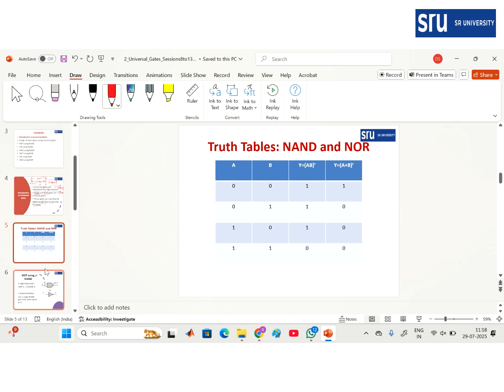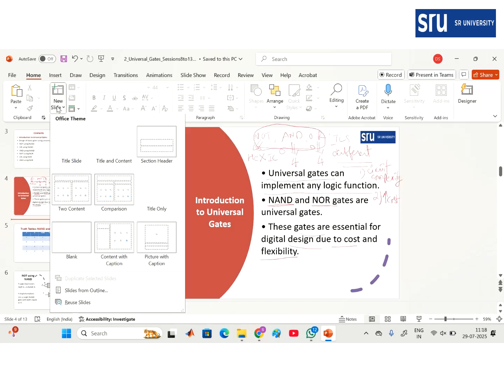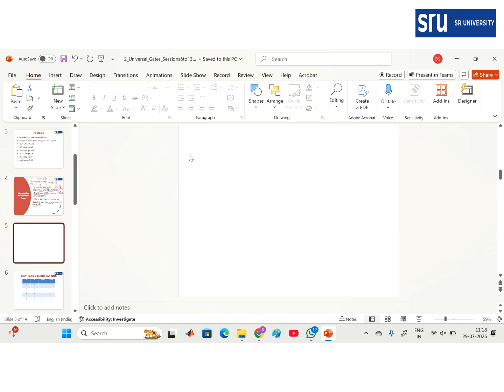Here I am taking one new slide. In the new slide I will write what the universal gate is. First universal gate, NAND gate. If you are considering the universal gate NAND gate, first I will explain about the logic expression. We already know this NAND gate. In the last classes I have already told you NAND logic means NOT plus AND or AND plus NOT.